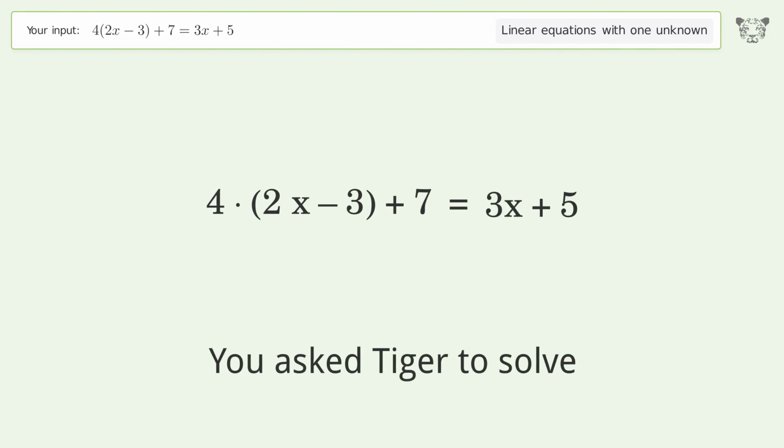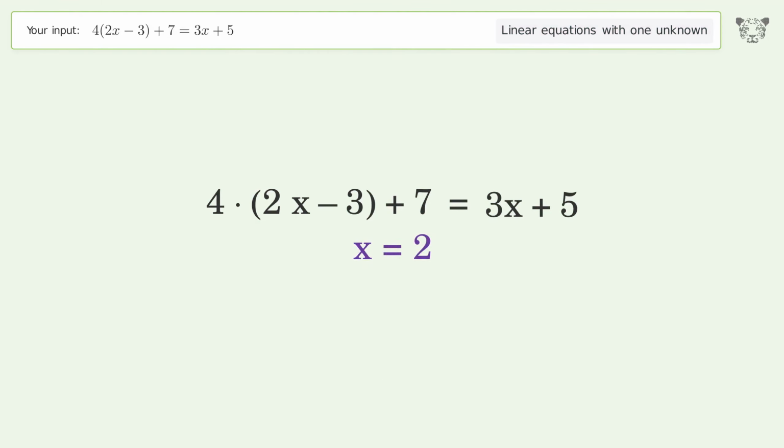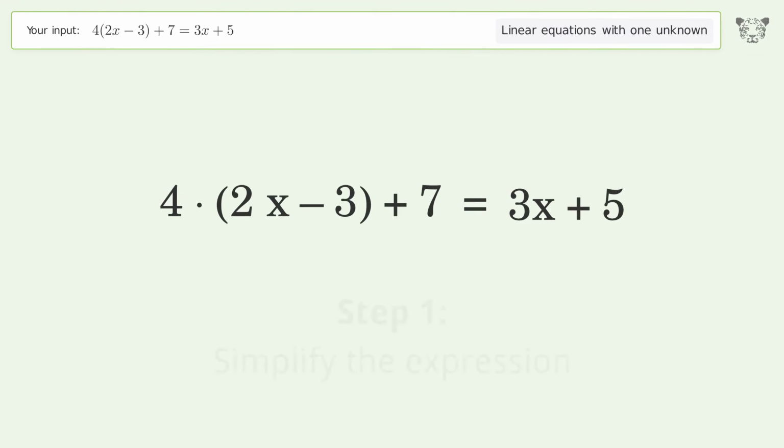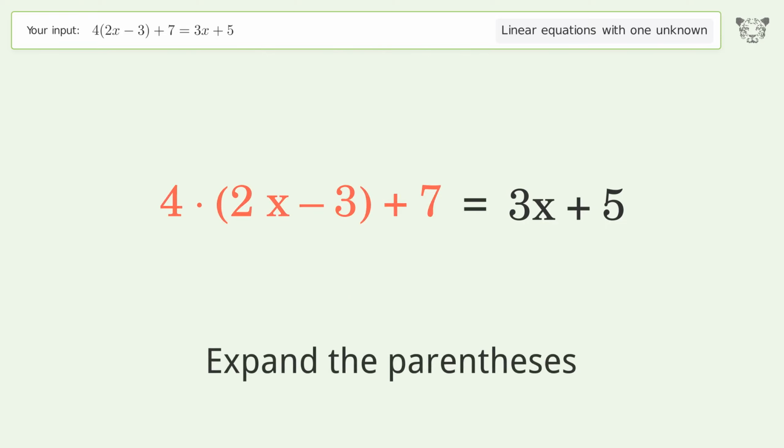You ask Tiger to solve this. This deals with linear equations with one unknown. The final result is x equals 2. Let's solve it step by step. Simplify the expression. Expand the parentheses.